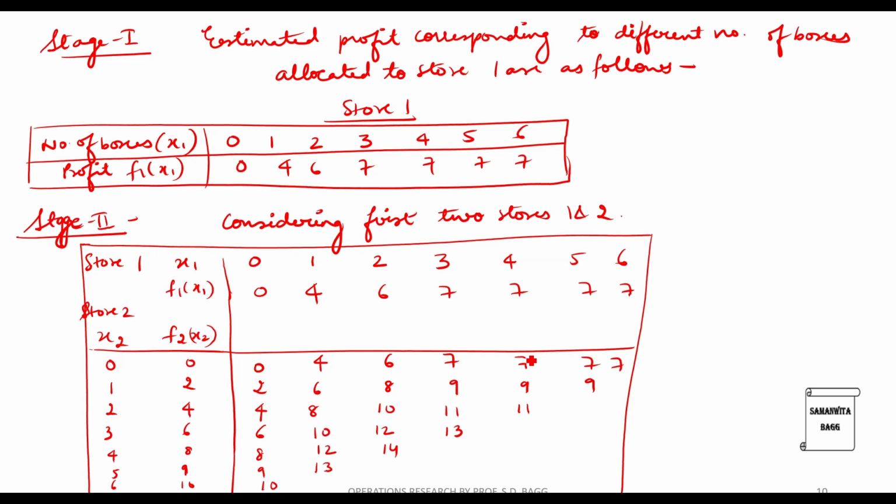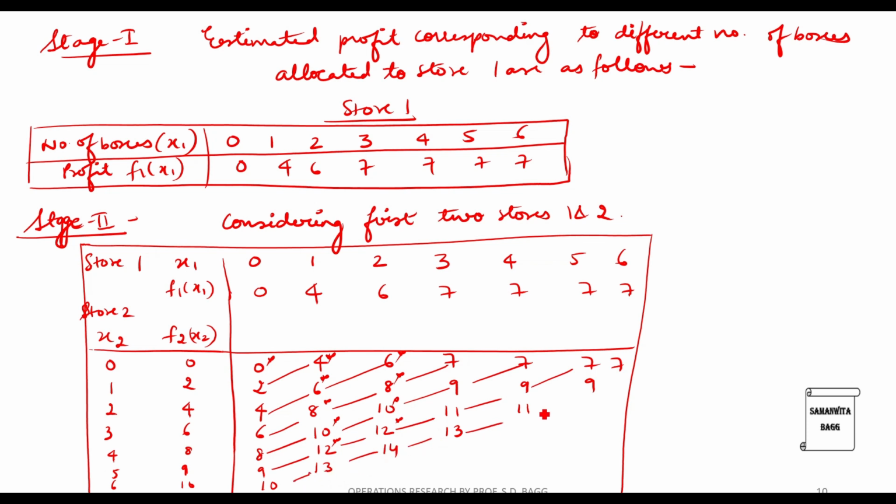Then I'll start with the diagonal marking. So here the maximum is 0 itself. Here the maximum is 4. This is 6 at 2 places. This is 8 at 2 places. Here the maximum is 10 again at 2 places. Along this diagonal you have the maximum value as 12 again at 2 places. And in the last one the maximum value is 14.